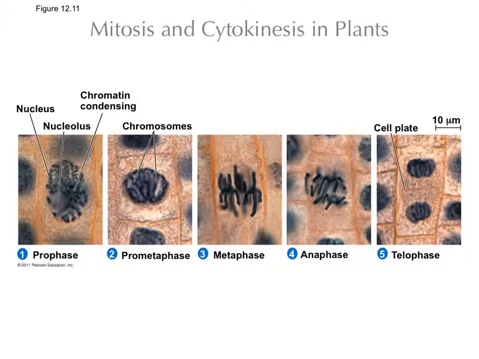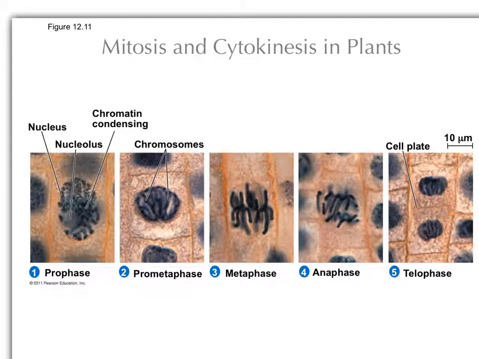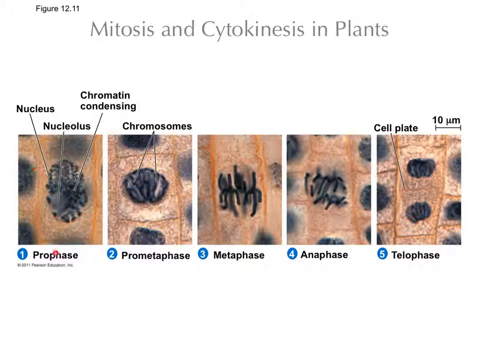Here's an example of a plant cell undergoing mitosis. You'd need to be able to identify these stages if I gave you pictures of them, real pictures or sketches. So here's our prophase. Prophase is when we see the nucleolus still, and the chromosomes are just starting to condense. Prometaphase, the chromosomes are much more condensed, but they're still contained relatively in the nuclear area. It's starting to break up now, though.